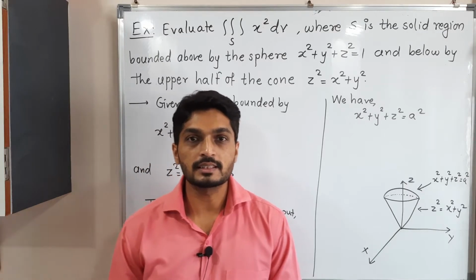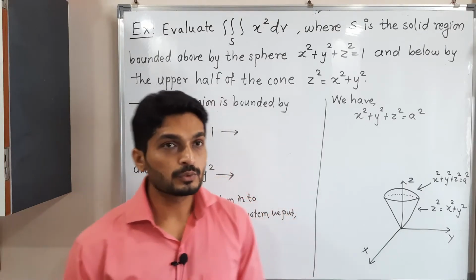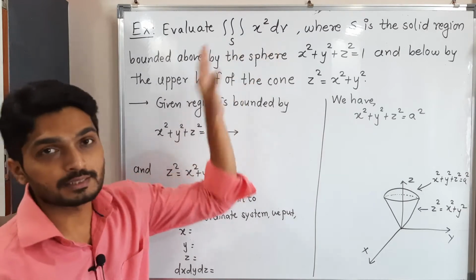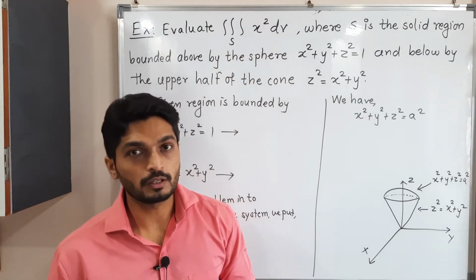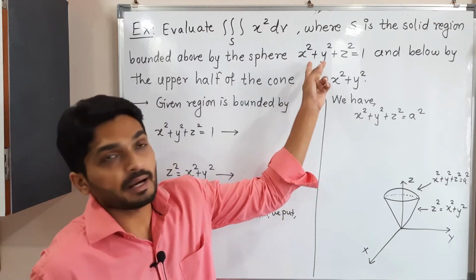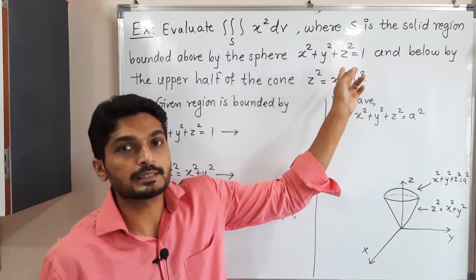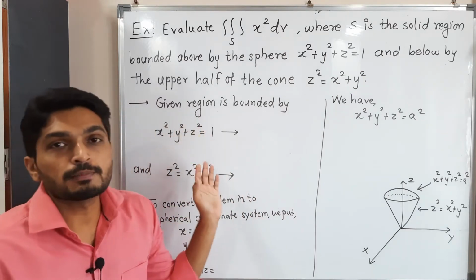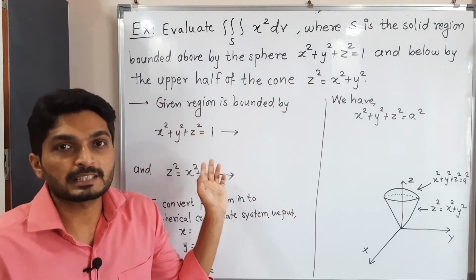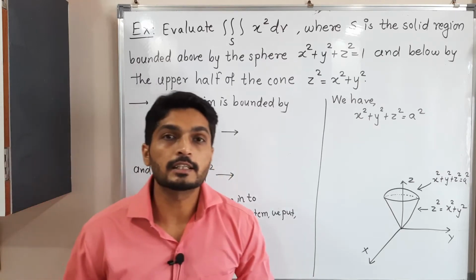Let us discuss this example of triple integration. In this example, we have to solve this integration. Here we need to consider the region. The region is bounded by x square plus y square plus z square is equal to 1. I have written here clearly the region is bounded by x square plus y square plus z square is equal to 1. This is the equation of what?